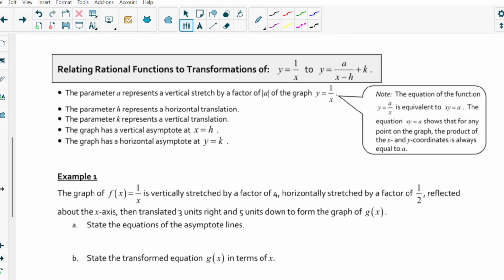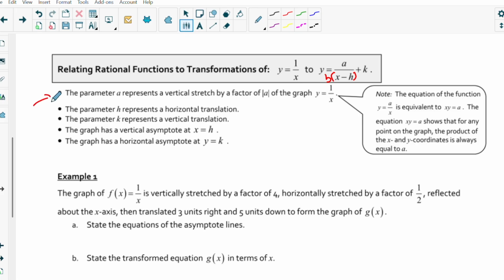Okay, relating rational functions to transformations of y equals 1 over x, our rational functions are of the form y equals a over x minus h plus k. And if we have a b value, which we do have in our example 1 down there, that's how we would throw in the b value. So equivalent to how we've done b values in the past for any other types of transformations.